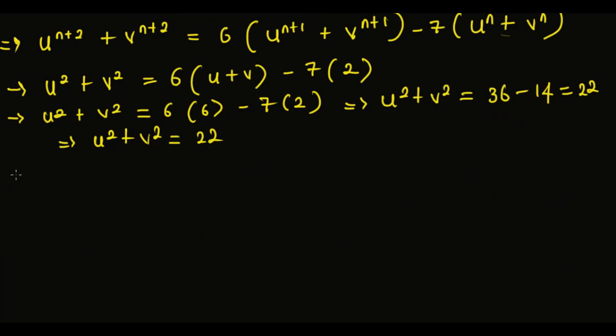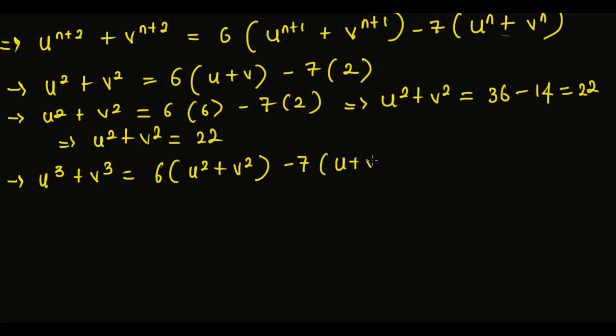Okay, so we see that for n equals 0, we have that u square plus v square is equal to 22. So for n is equal to 1, we have that u cube plus v cube is equal to 6 into u square plus v square minus 7 into u plus v. Now we have that u square plus v square is 22, and u plus v, we got it initially as 6. So this is simply going to be 6 times 22 minus 7 times 6, which is equal to 90. You can punch that in your calculator.